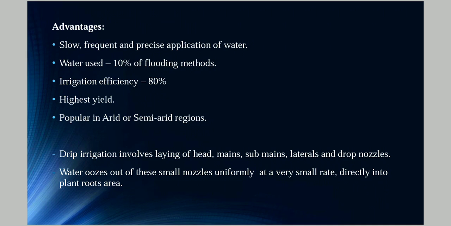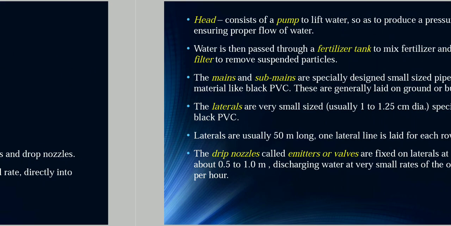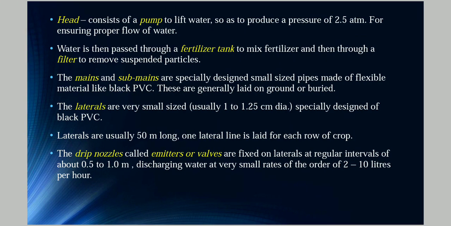A drip irrigation system consists of head, main, sub-main, lateral and drip nozzle. So water comes out through the drip nozzles uniformly at a very small rate. The head consists of a pump for lifting water and maintaining the pressure in the system. A pressure of 2.5 atmospheres is generally maintained.